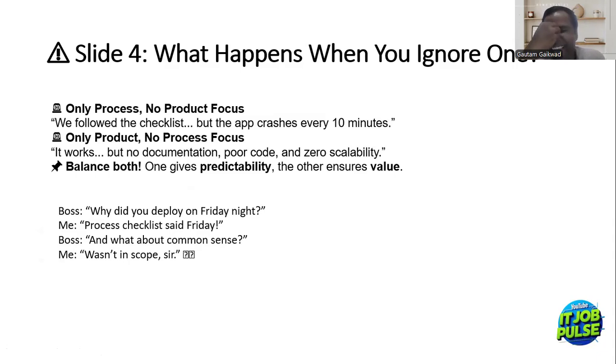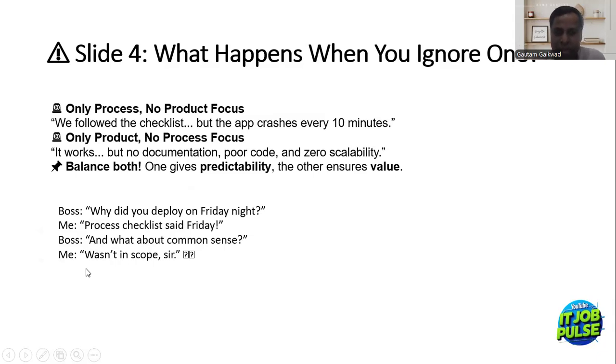So, can you see the question? This question is a $1 million question. And what about common sense? Me: It wasn't in scope, sir. Oh my goodness, I can't control it. This is something. I have not done anything wrong.